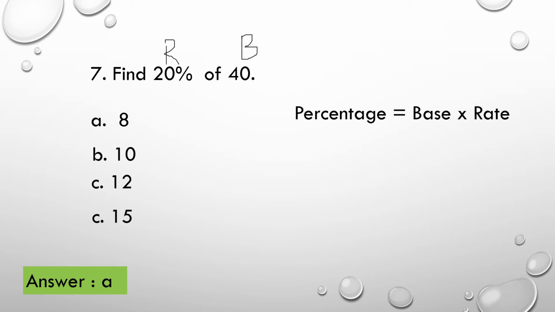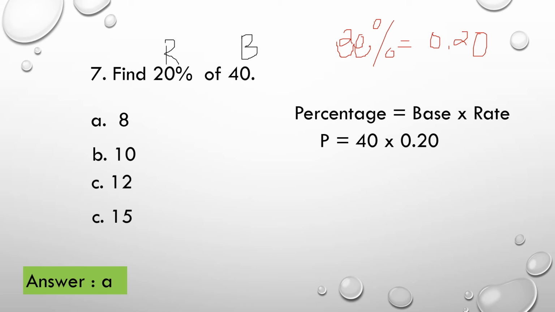So we're looking for the percentage here, which means we're just going to multiply 40 times 20%. But since you are not allowed to use a calculator here, you need to change percent to decimal. To change percent to decimal, simply move the decimal point 2 places to the left. It means the original decimal point is here, just move it here. So the answer here is 0.2 or 0.20. So what you're going to do to get the percentage is 40 times 0.20, and that is equal to 8.